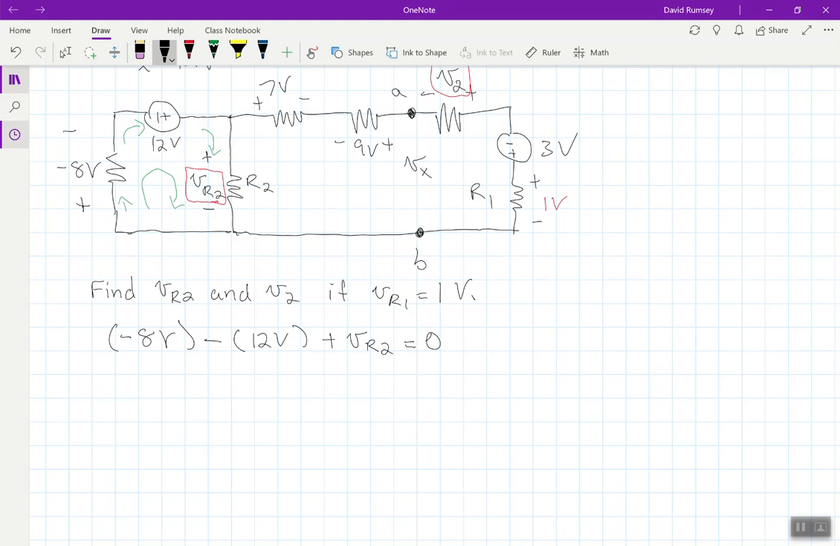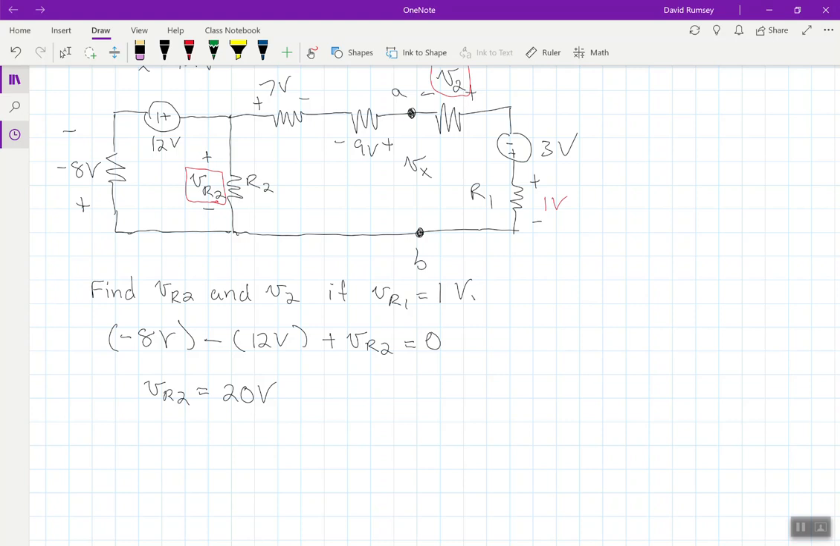And so we now have a very simple equation, and we can solve this, and we should get VR2 is equal to 20 volts. Now we have one more unknown we have to find, and I'm going to erase some of these loops right now just so I can clean up the diagram a tiny bit.